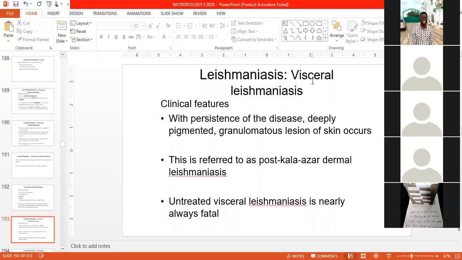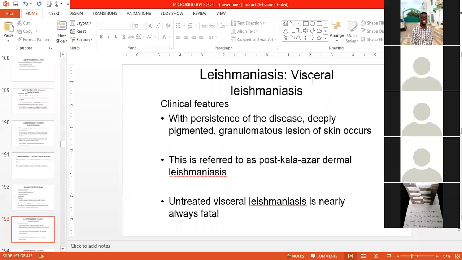Okay. So if you are seeing this, it presents like gravels. The condition, the granulomatous lesion, is what we are calling post-kala-azar dermal leishmaniasis. Post-kala-azar dermal leishmaniasis.